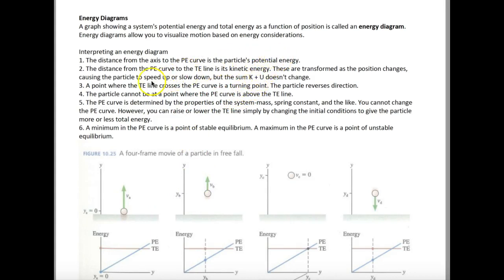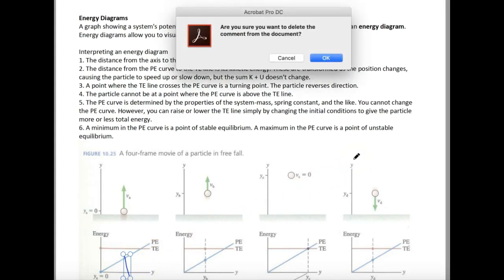We know that as position changes, so as something falls, it picks up kinetic and loses potential, causing that particle to either speed up or slow down, but you'll notice that the sum of the two energies never changes. The particle can't ever be at a point where the PE curve is above that TE line. So it's got to be in this area down underneath. Hopefully you'll see that.